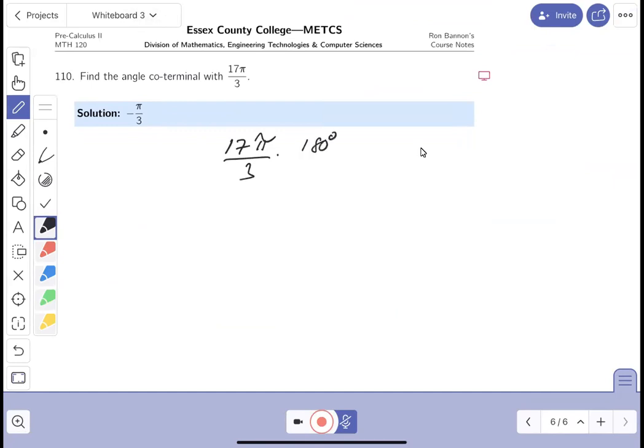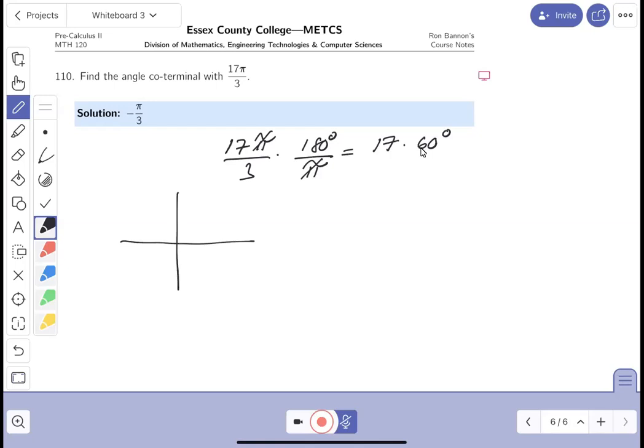And I'm going to multiply by 180 degrees over pi. I know the pi's cancel off, right? And what do you get over there? 17 times, well, let's see, 3 into 180, 60 degrees, right? And someone says, could you do the multiplication? And of course I can. But what I want to point out is it's some multiple of 60 degrees.